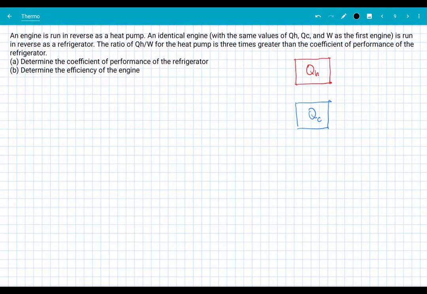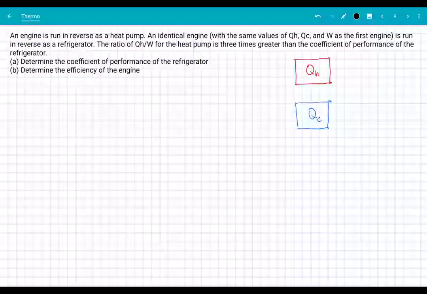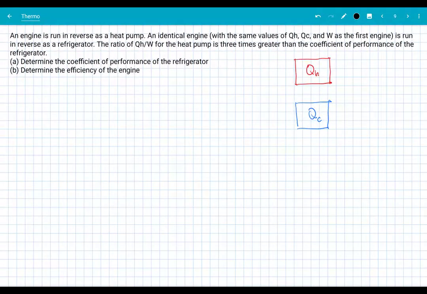All right, this problem has us deal with a heat pump and a refrigerator. So part of this is just to familiarize you with working with those two systems. And I want to remind you what they have in common with the heat pump. So actually, the first line of this problem says that we have an engine and that engine is run in reverse as a heat pump.